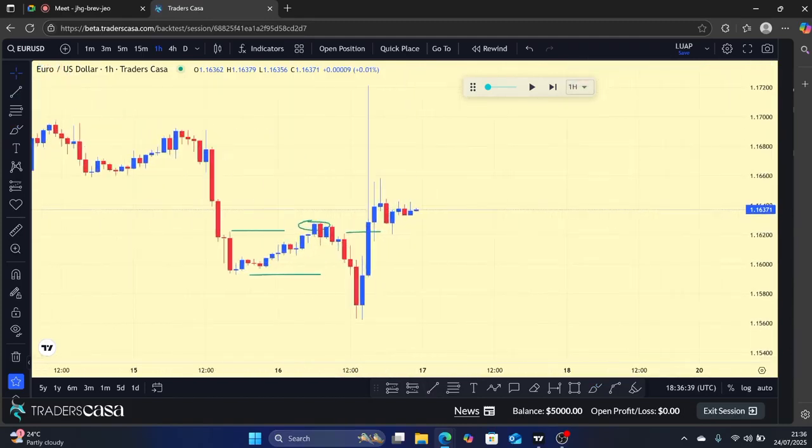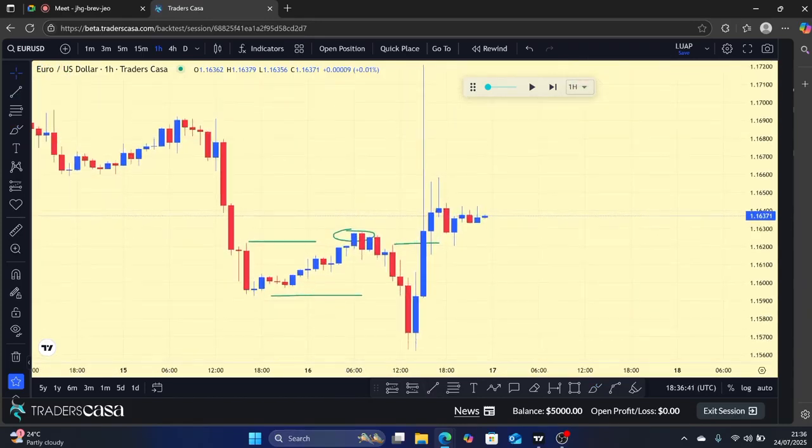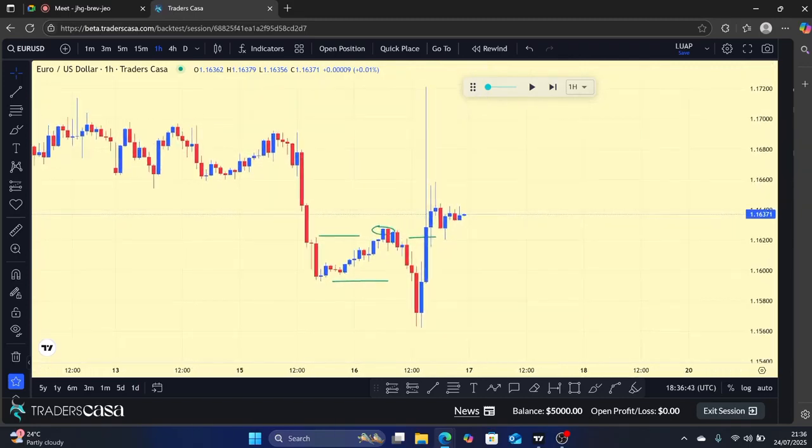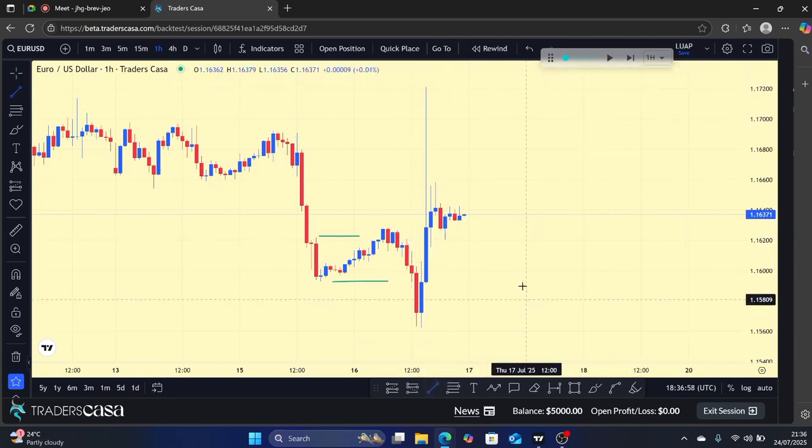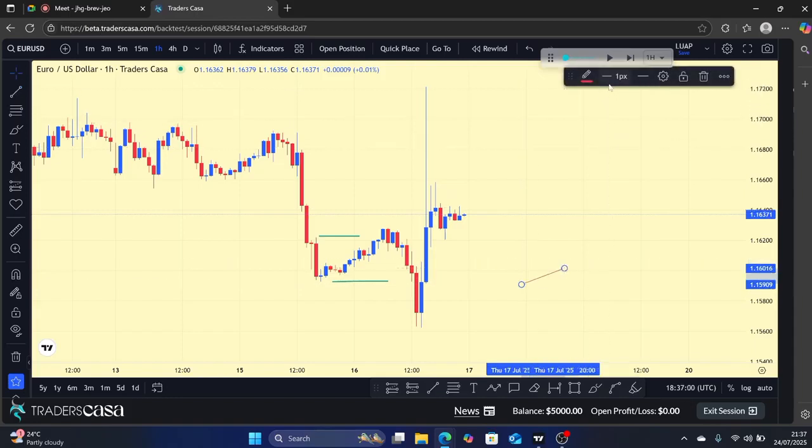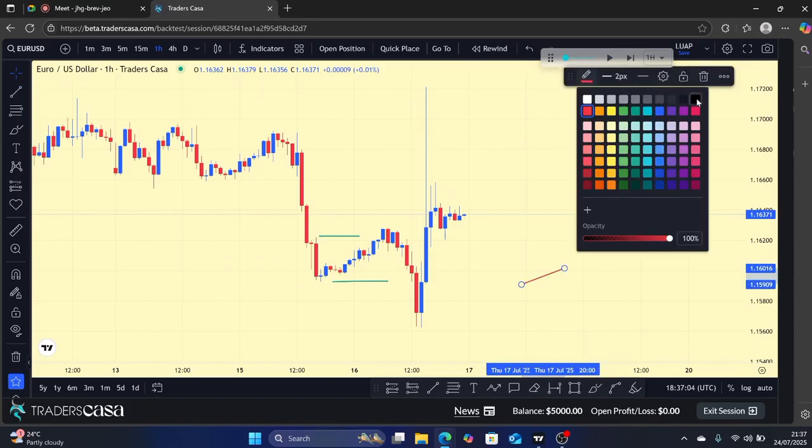Let me zoom so that you can see the candles correctly. I think that's great. All right, so exactly here, let me get rid of this. Let me use a line, even though I don't want to use one. Let me make it like this, and let me change the color to black.